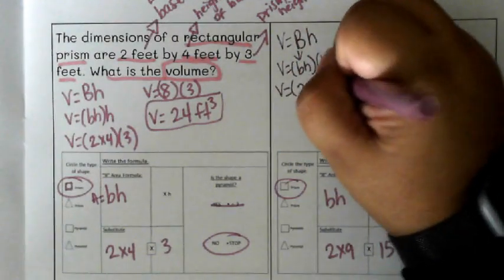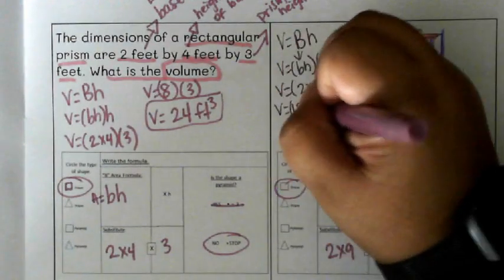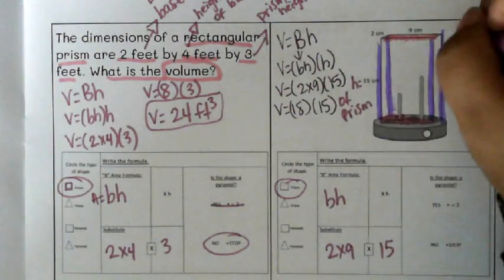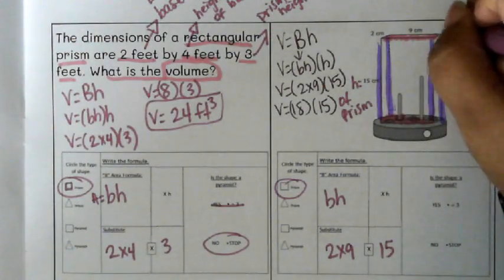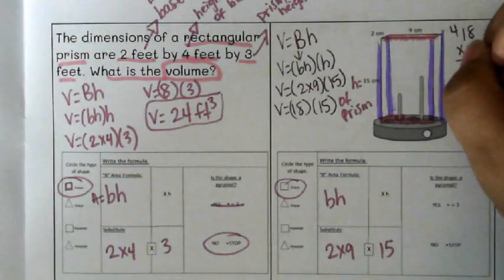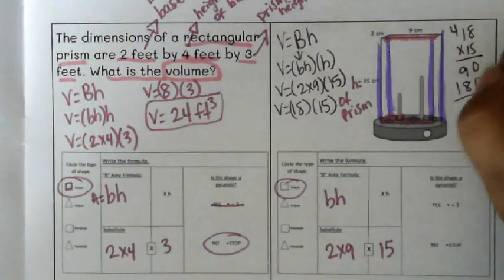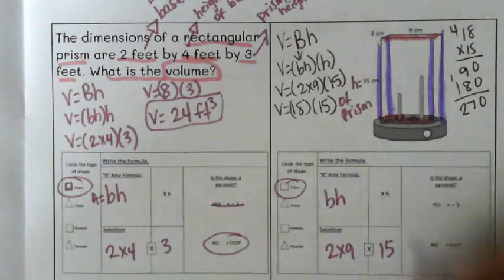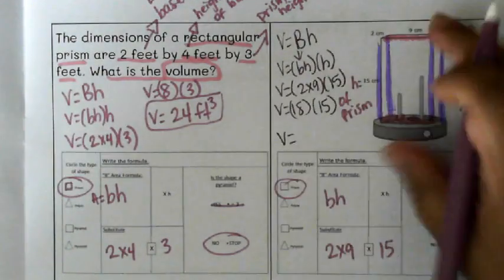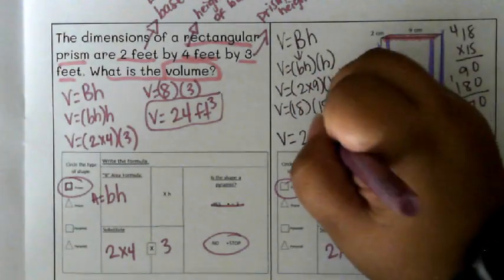2 times 9 is 18. Okay, so over here I'm going to do 18 times 15. 8 times 5 is 40. 5 plus 4 is 9. 8 and then 1. And so this means that we will have 270. So volume of this prism is going to be 270 centimeters cubed.